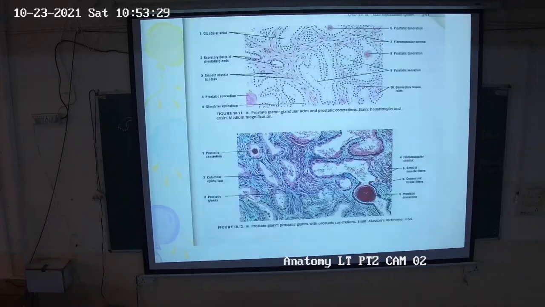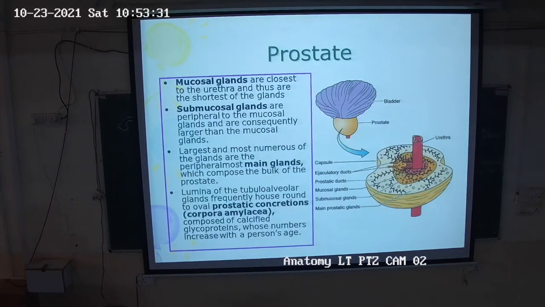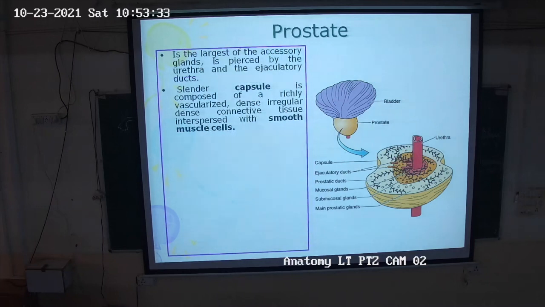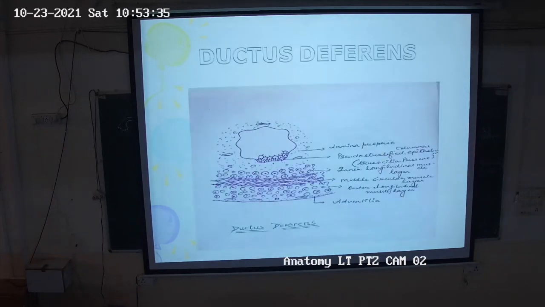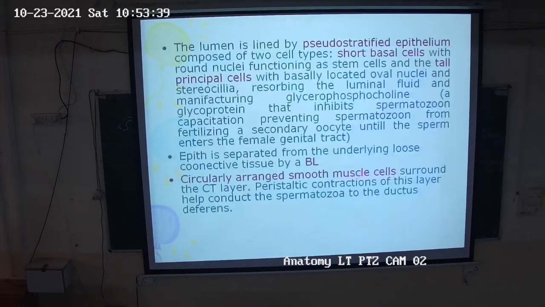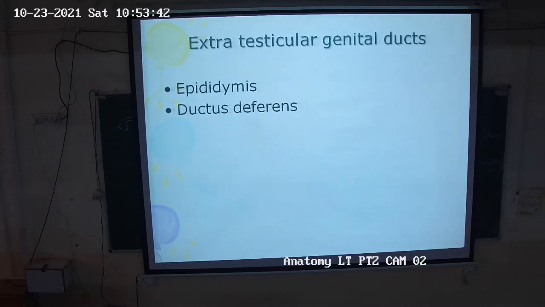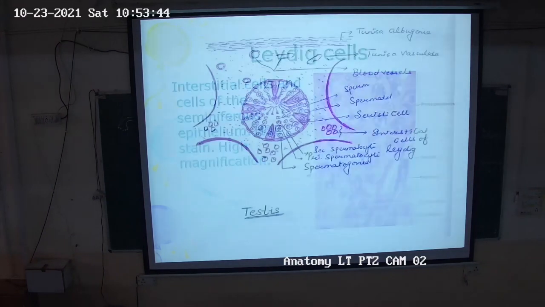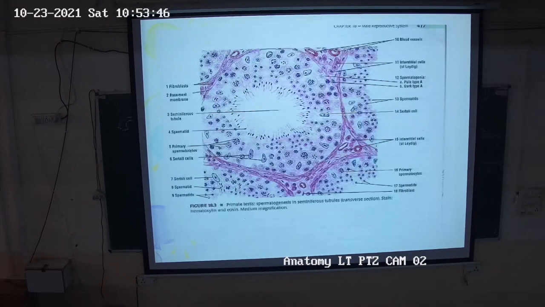We are going to again revise each one, just a summary of the male reproductive system. So what you have studied, only the picture and the discussion will be there, nothing else. So a quick revision of today's lecture. First, we discussed testes.